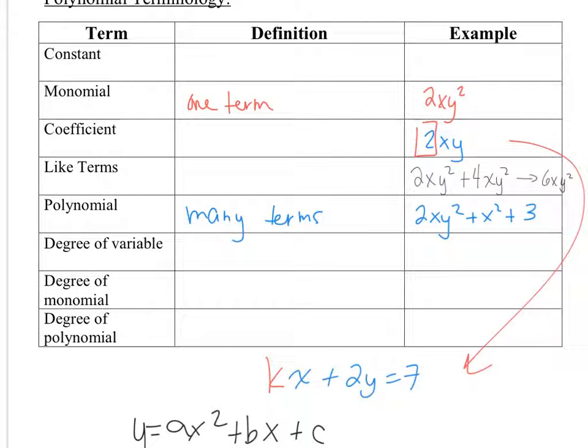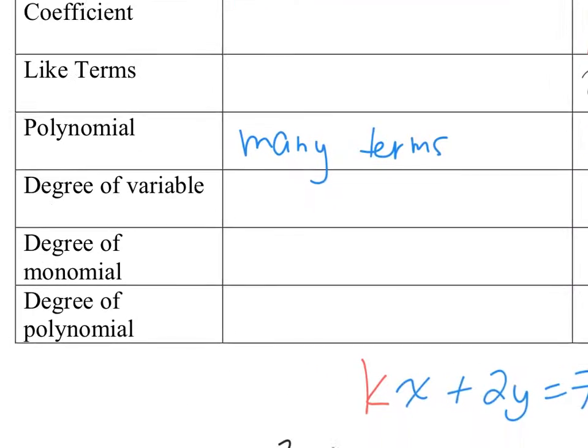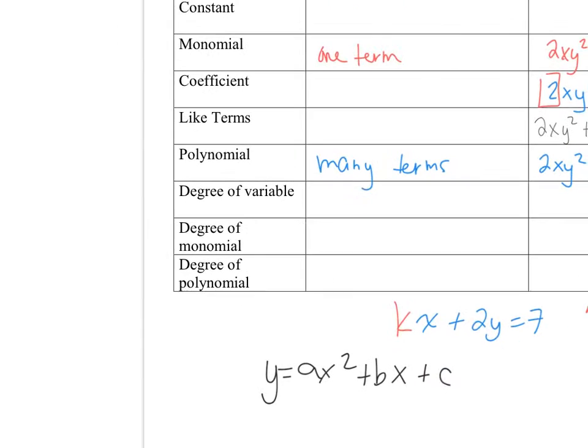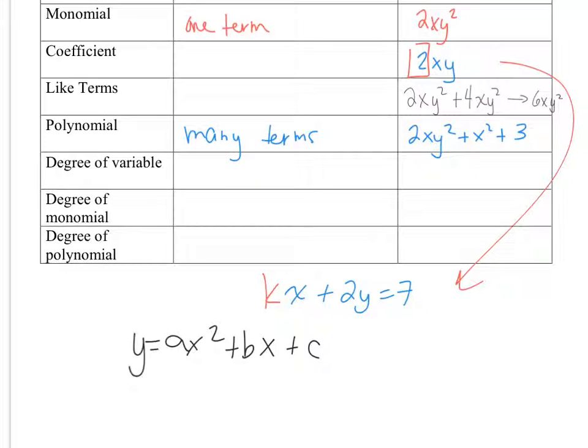We did polynomial. How about the degree? The degree of a variable. What do you know as degree? There's another word for it. Yeah, okay. It's the actual exponent of the variable, the degree. So for example, if you had something like 3x squared, the degree is simply 2.